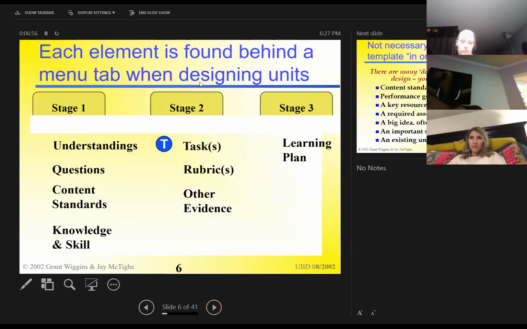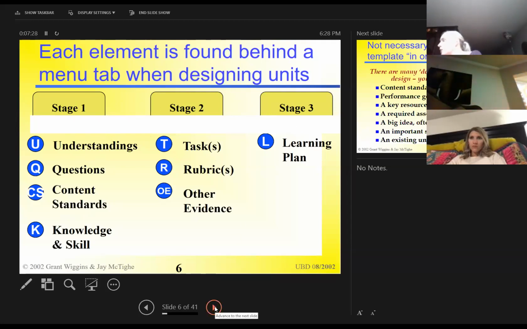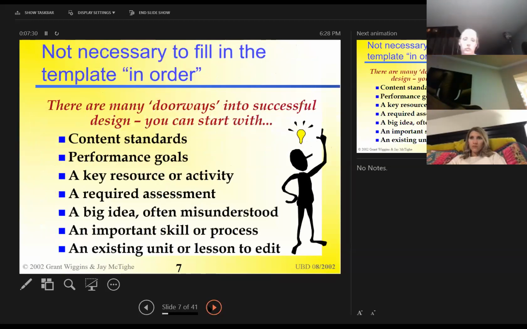So when you go in and look at this, you'll see that by stage, you have all of these different pieces. You can actually go in online and download the actual template that will fill all this in, but you can see in stage 1, we're looking for understandings, questions, content standards, knowledge and skill. In the second part, we're looking at tasks and rubrics and evidence for assessment. And then in stage 3, we're doing that learning plan or activities, okay?